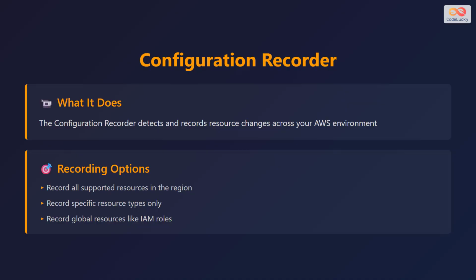The configuration recorder is the component that detects and records resource changes across your AWS environment. You have flexible recording options. You can choose to record all supported resources in a region, select specific resource types only, or even record global resources like IAM roles. This flexibility allows you to tailor monitoring to your specific needs.